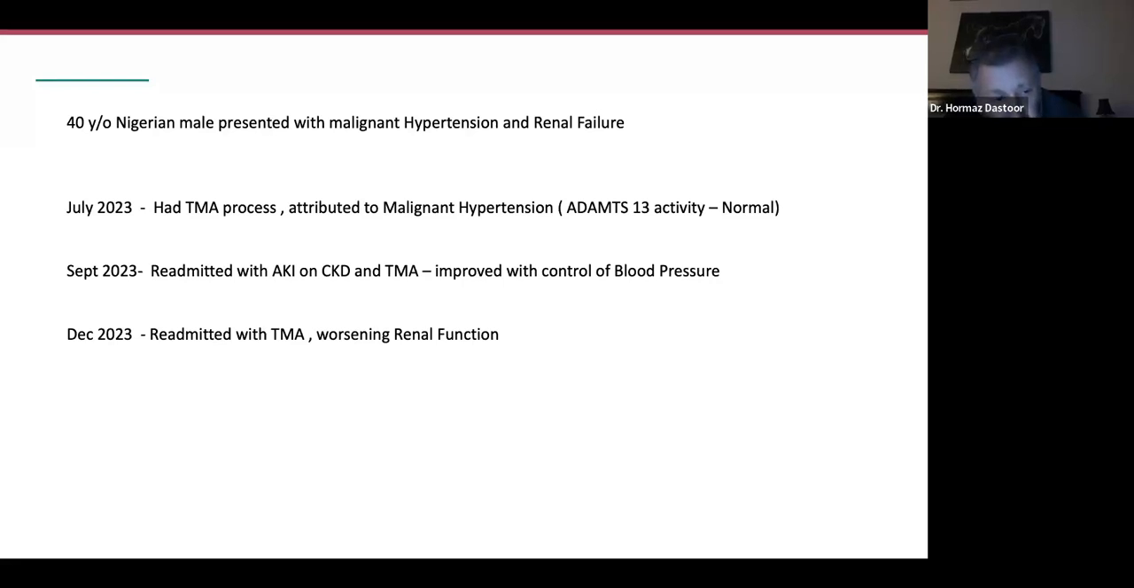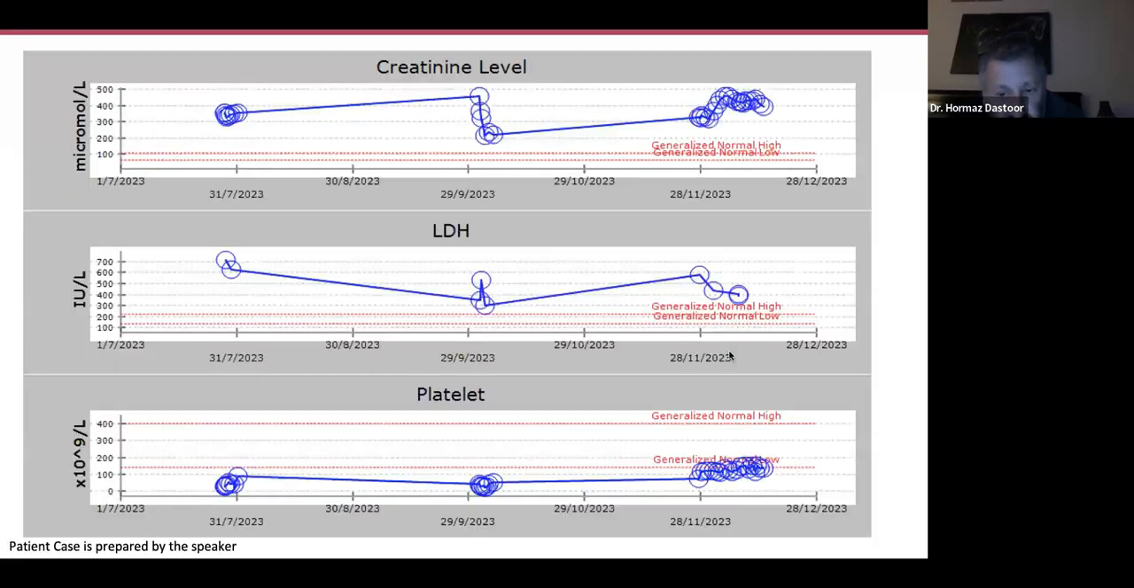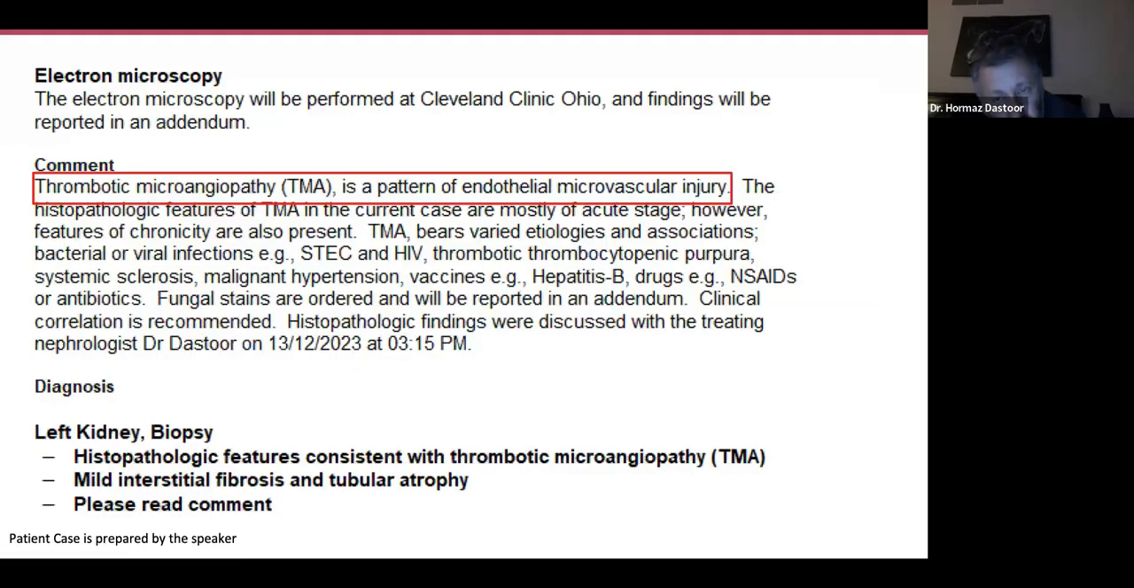So in December 2023, while I was doing the inpatient consultation, this patient was readmitted again with TMA and worsening of his kidney function. You can see over here, this was his third admission, where he came in with a low platelet count, high serum creatinine, high LDH levels. So at that time, I just kept my mind open and I said, maybe he has an underlying TMA-like process with AHUS. So let me send out the genetic testing for him and let me just do a kidney biopsy.